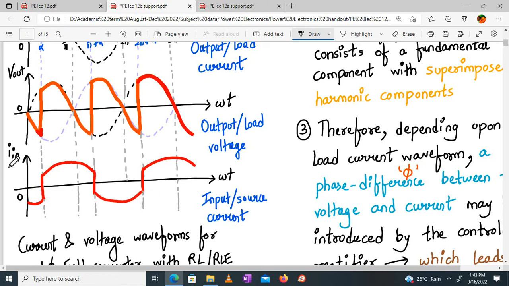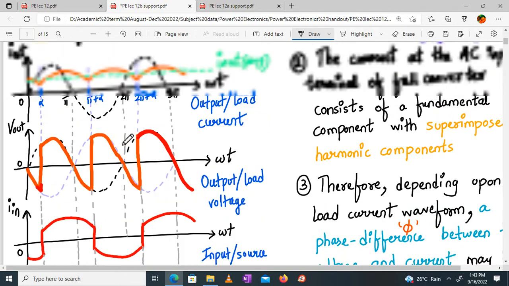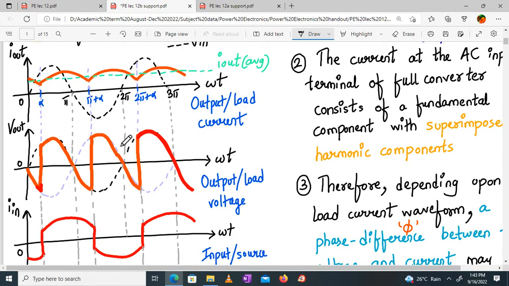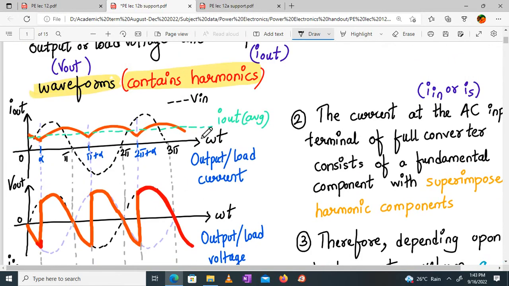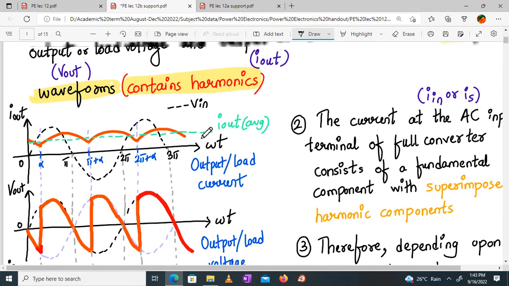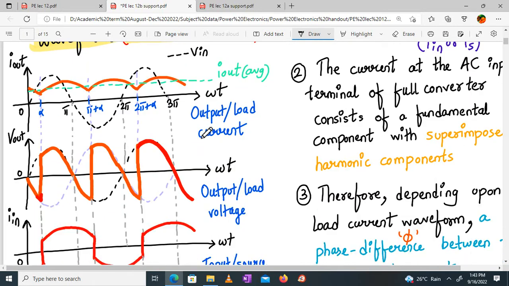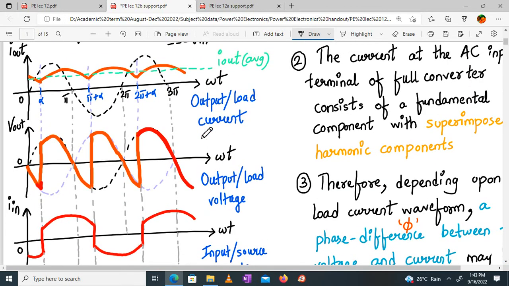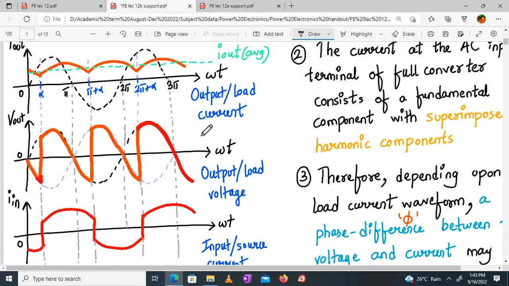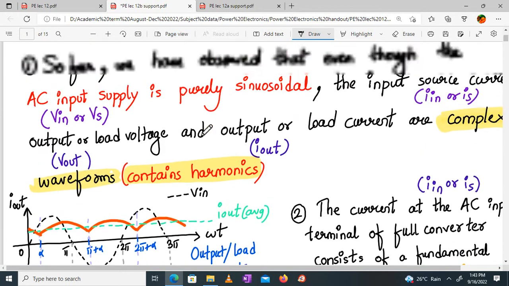So this In is my input or source current. This is my output or load voltage, and this is my load current, output or load current, right? So which all things contains harmonics? Output current, input current, and output voltage. यही तो बनाया ना? It's not a pure sine wave, right? So anything which is not a pure sine wave, it contains fundamental plus harmonics. So that is what we have to do.